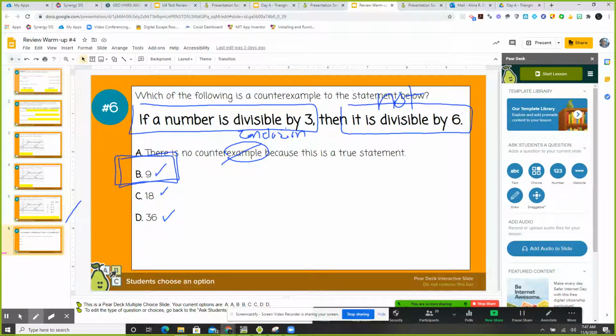18 is divisible by 6, so that doesn't work. And 36 is divisible by 6, so that does not work. I'm looking for a counter conclusion, a counter example. Keep the beginning of the statement, change the end.